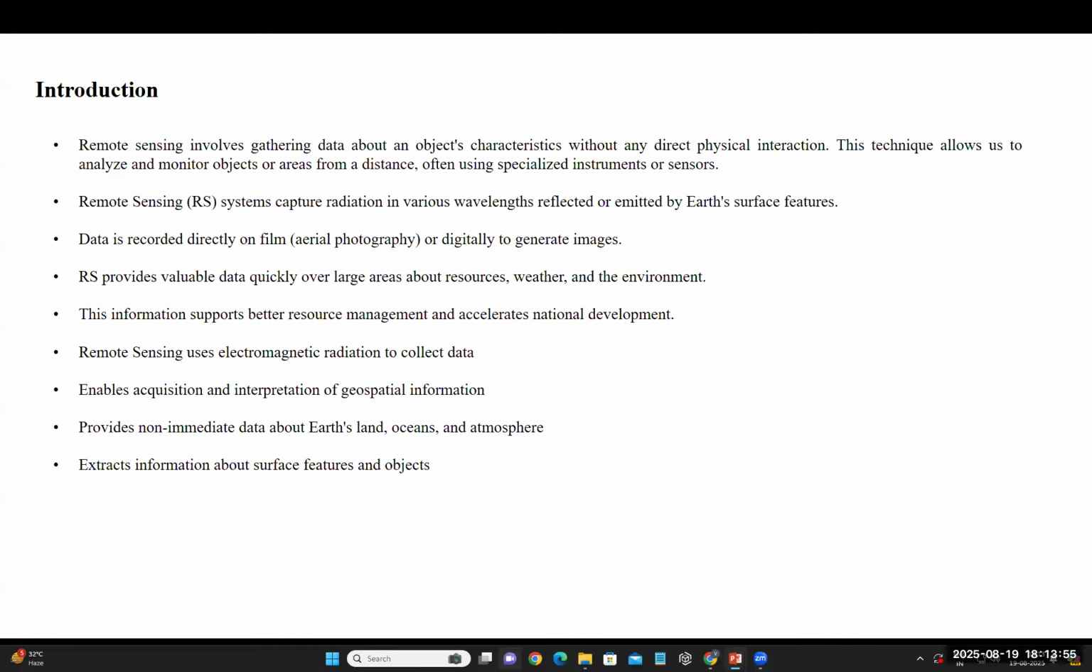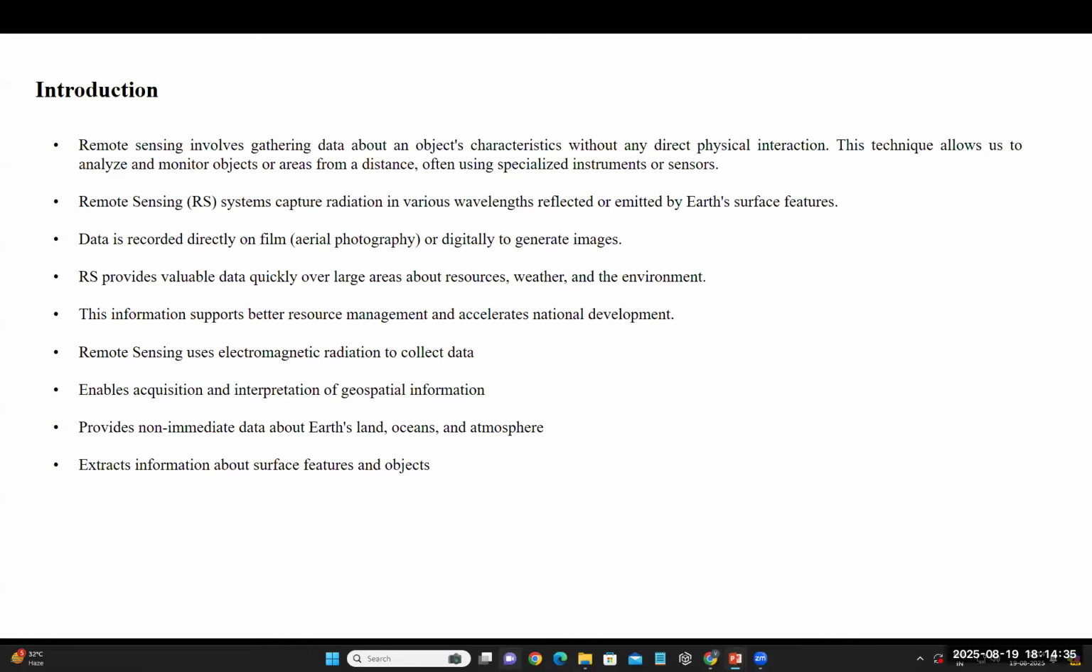Since this instrument is making our life so much easier, in the same way, in our field today, which is a very techno field where everyone is using and talking about technology, remote sensing has emerged as a very, very useful thing for all of us. First of all, I am just reading the slide, what is written here, that it involves gathering data about any object without any direct physical interaction. These techniques can analyze and monitor objects or areas from a certain distance.